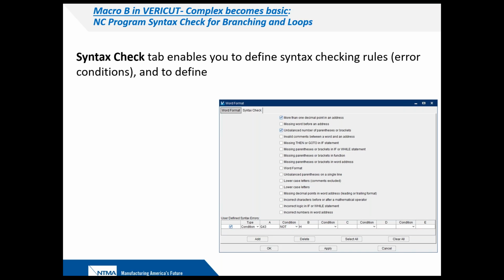So inside VERICUT, we have the NC program syntax check. We've got several default options, and you can also define your own syntax error checking. So before you even run it inside VERICUT, I can run a syntax check and say, oh yeah, I missed part of my if statement, or I missed a bracket in my if statement, or I had an extra decimal place right out of the gate. No need to even get down to the machine and waste time walking down there and back up only to change something simple like that.